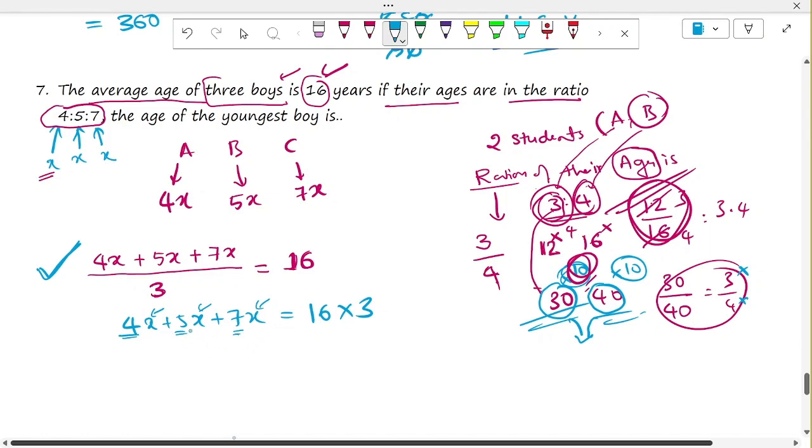7 plus 5 is 12. 12 plus 4 is 16. So it is 16x is equal to 16 into 3. Then I hope you should know now the value of x. So the 16s get cancelled. If you want you can send this 16 to this side, it will be divided and that will be cancelled. So whatever I am doing, that will be fine. And so x will be equal to what? 3. Now can you tell me what is the age of the youngest boy?